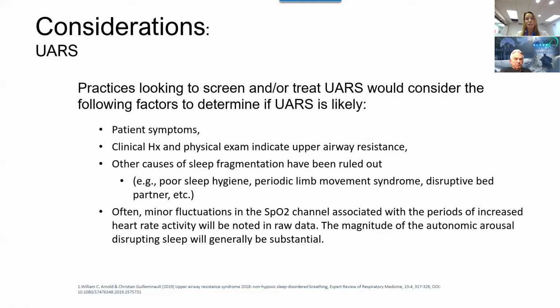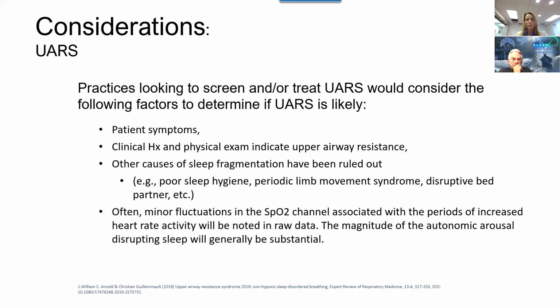It's something as simple as drinking too much caffeine or alcohol before going to bed, or even a disruptive bed partner who snores as well, or a pet or something in the bed can impact the quality of sleep. So you want to kind of rule those factors out before automatically assuming upper airway resistance syndrome is the problem in these patients. So, and often what we'll see as well is you might see minor fluctuations in the SpO2 channel associated with increased heart rate activity. And we'll take a look at some of that as well.